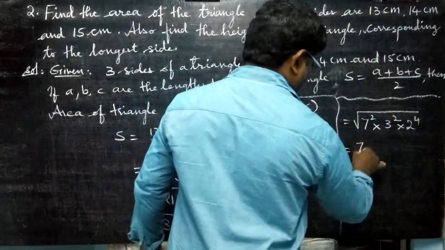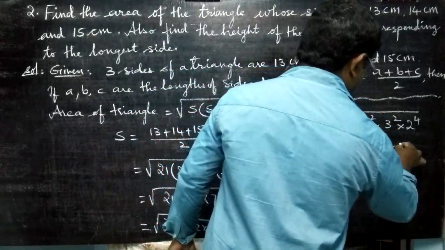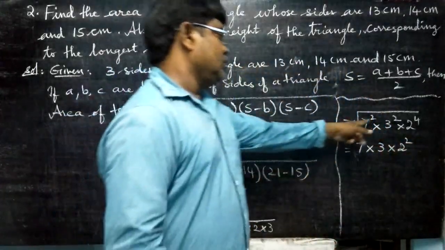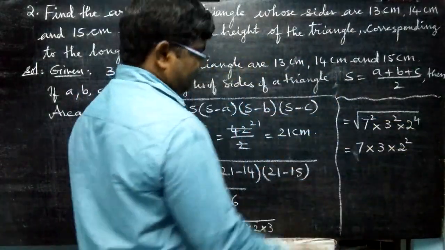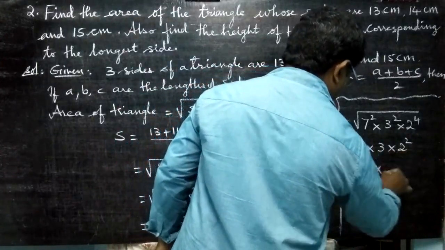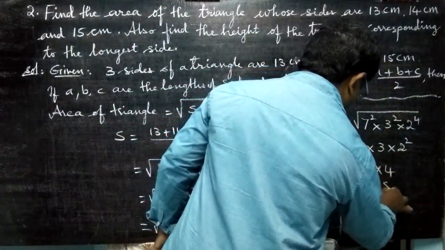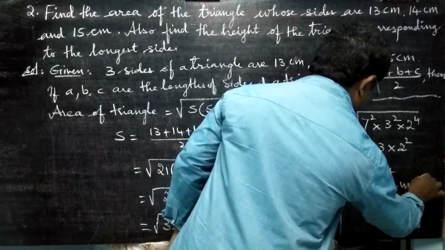Now square root: 7 will come outside, 3 comes out, and in 2 square, in power half will come. Into half is 1, into half is 1, in 4 it is 2. So this one you know: 7 3s are 21, 21 into 2 2s are 4. So how much? 84 square units.